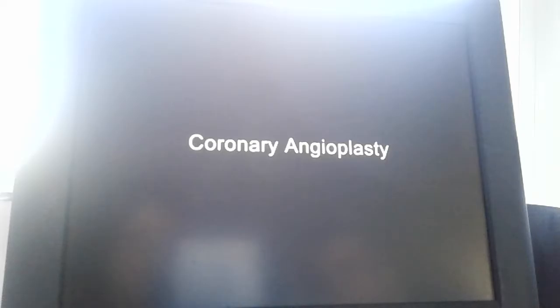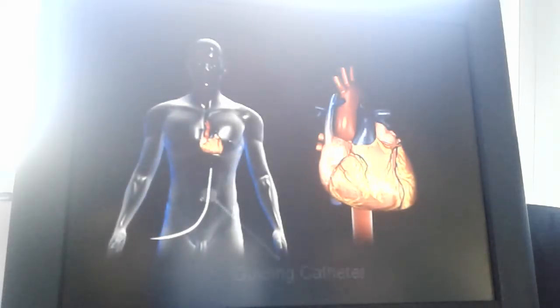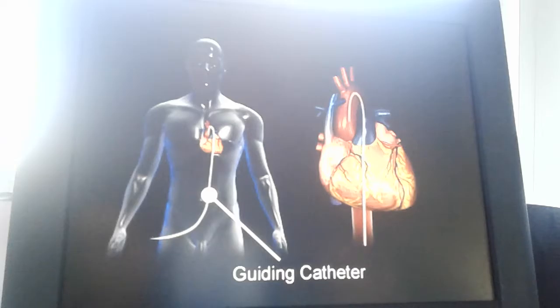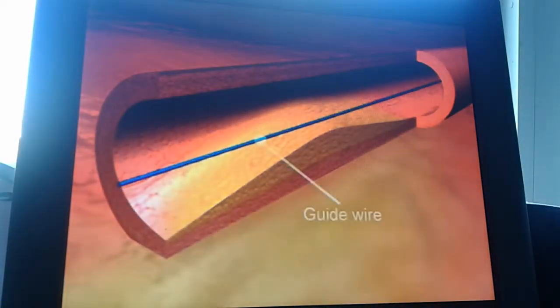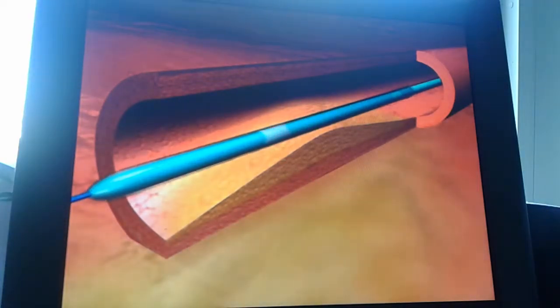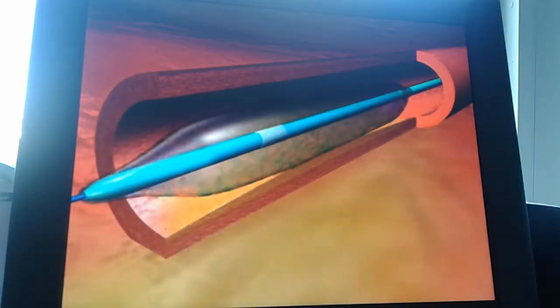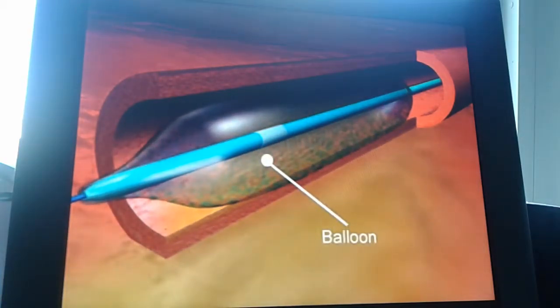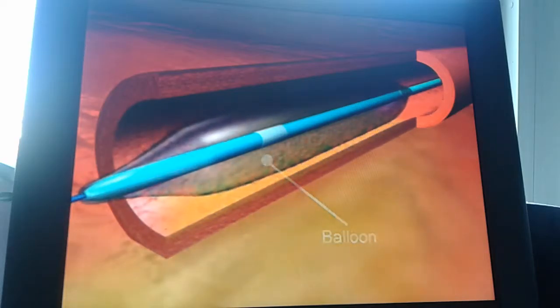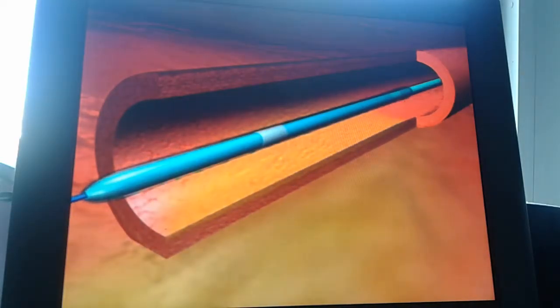Coronary angioplasty: a guiding catheter is passed through a large artery in the groin or arm to the heart. A guide wire is then threaded through the catheter and manipulated beyond the site of the blockage. With the guide wire in place, a balloon catheter is inserted over the guide wire and advanced. Once in place, the balloon is gently inflated in the narrowed segment and then deflated after a few minutes. This reopens the artery to allow improved flow of blood.